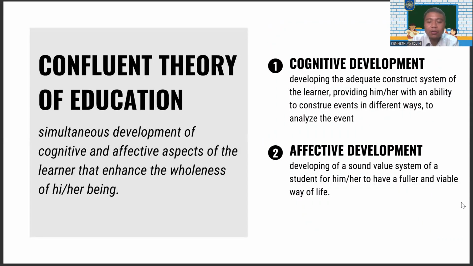The PNU ACES is anchored to the confluent theory of education. Confluent theory of education is a simultaneous development of cognitive and affective aspects of the learner that enhance the wholeness of their well-being. It includes the cognitive development, or the development of the adequate construct system of the learners by providing an ability to construe events in different ways to analyze the events. Second is the affective development, which includes the development of a sound value system to have a fuller and viable way of life.